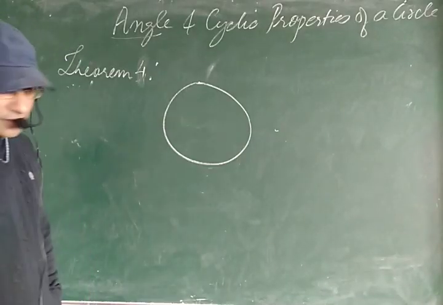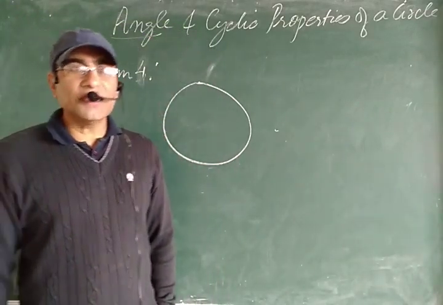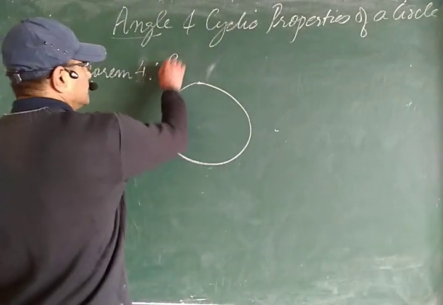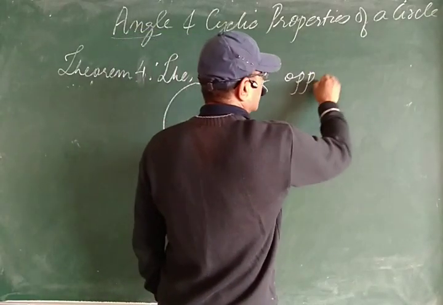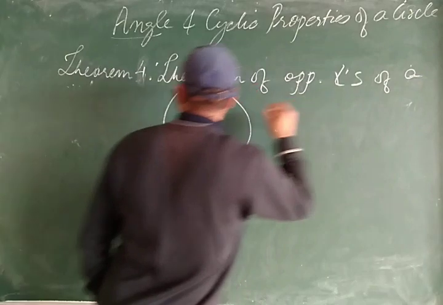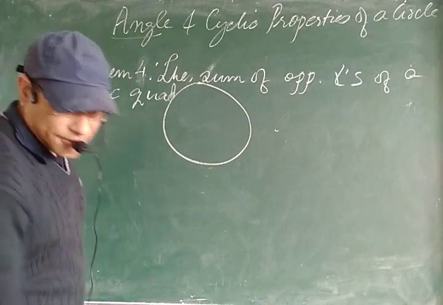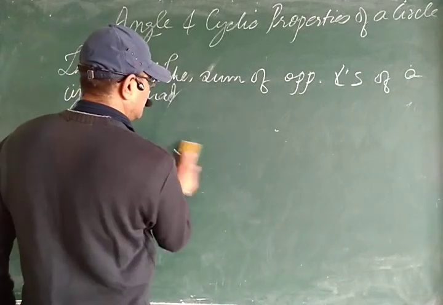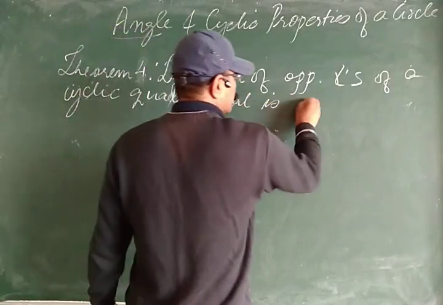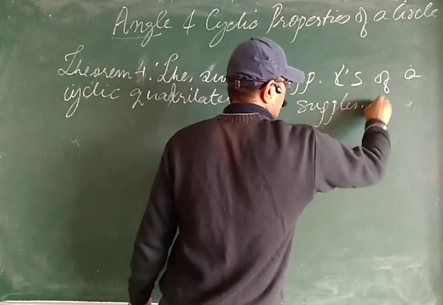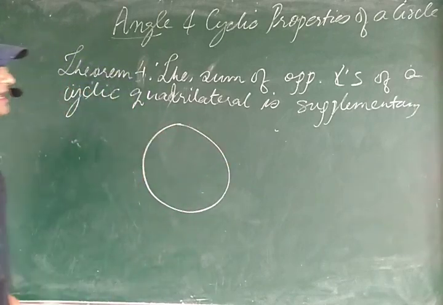Okay, now the next theorem says the sum of opposite angles of a cyclic quadrilateral is supplementary. Okay, now what that means is a cyclic quadrilateral.